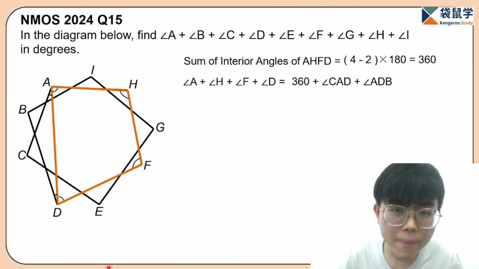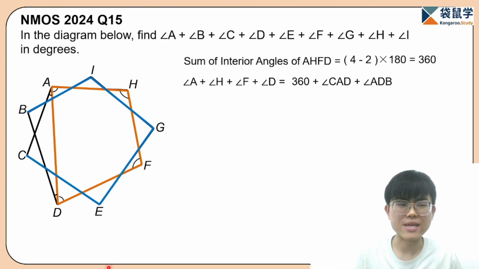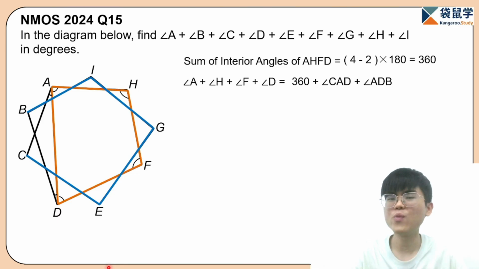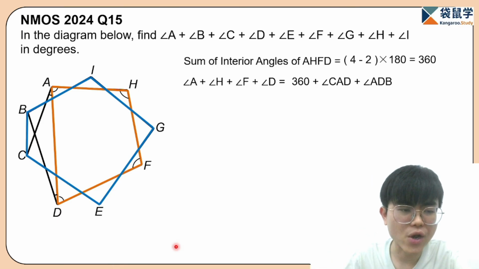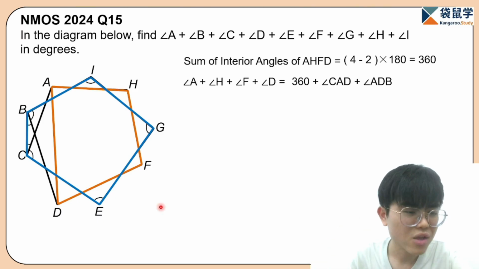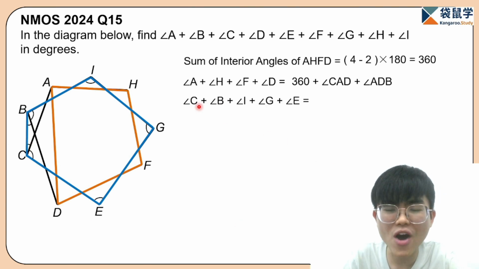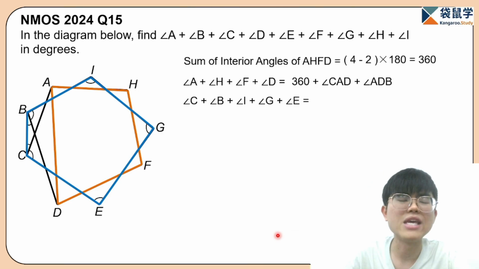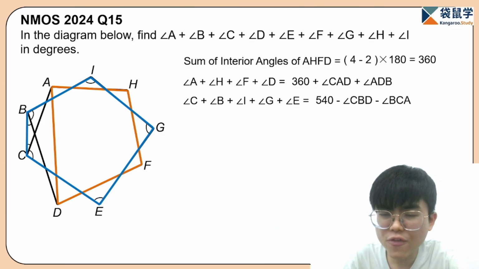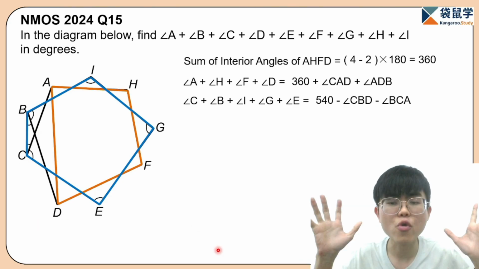Now let's look at the remaining part. You see that we have BI, IG, GE, EC. And again, it is not a polygon. We just try to connect the line C to B. So for this pentagon, everyone, you can see that this is all of the angles that we want, but we also have these 2 parts that are extra. So we know that the sum of all of these angles from C until E, which should be a pentagon, is 540. Then we have to minus out CBD and also BCA. So these 2 angles we have to remove.